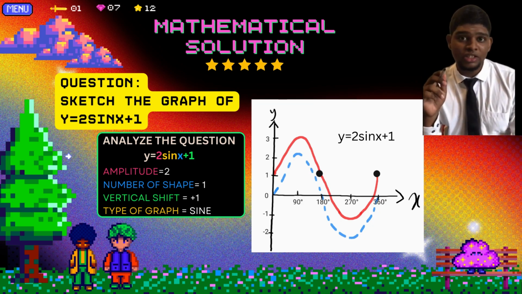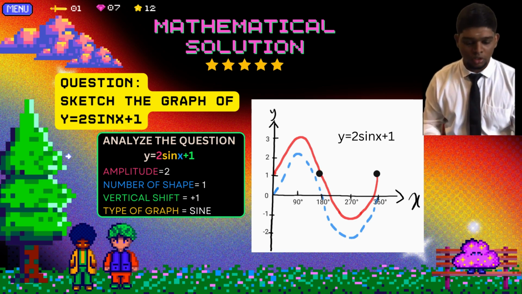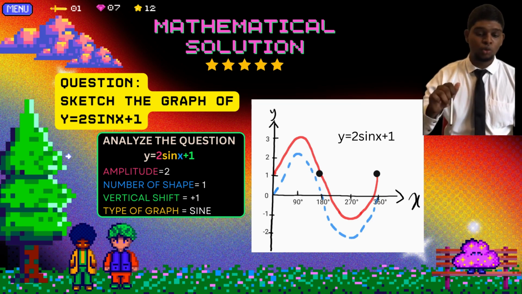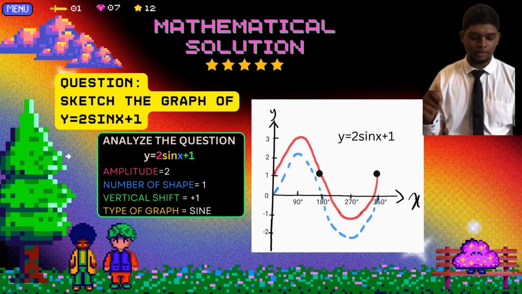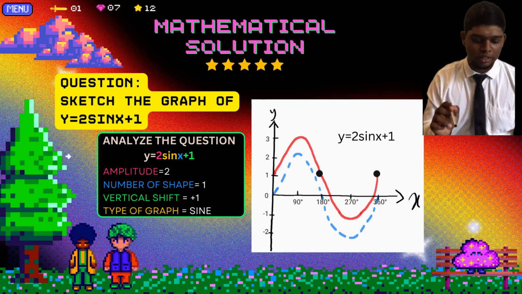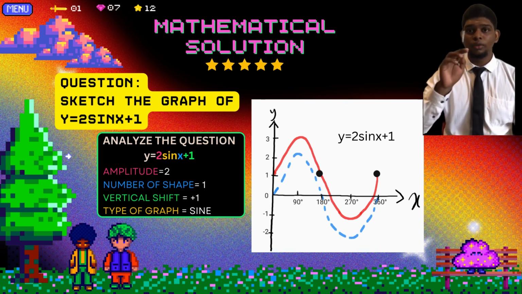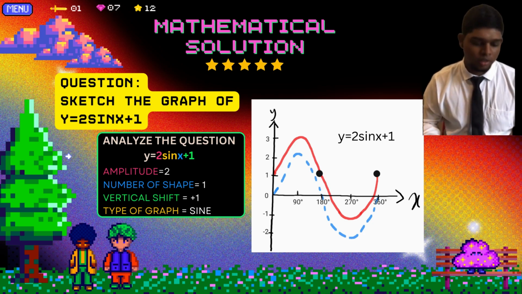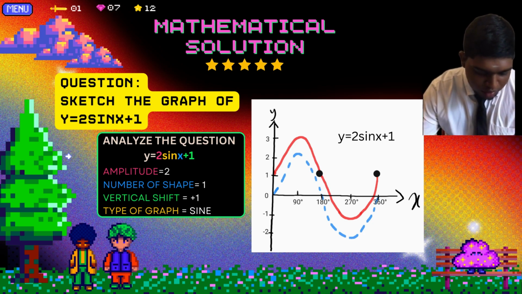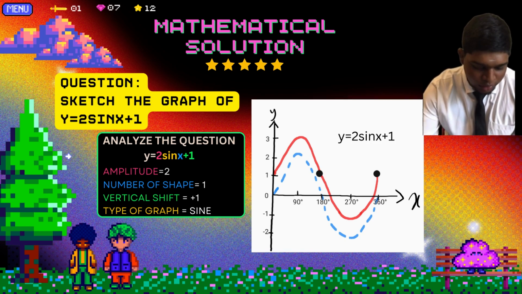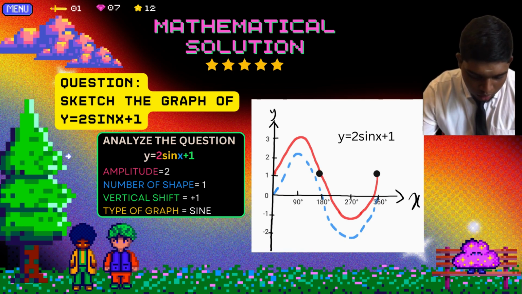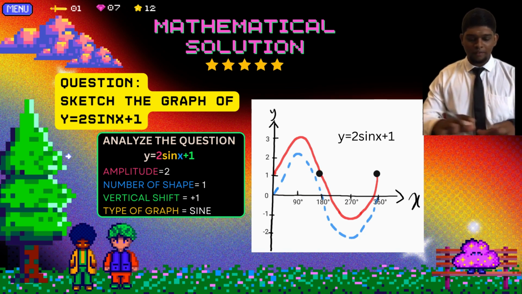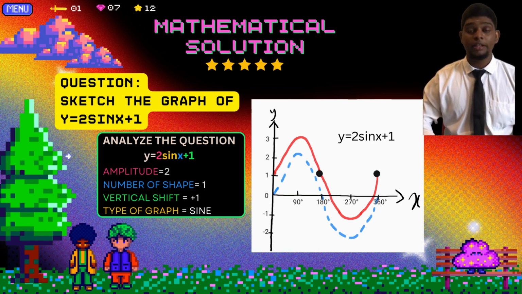And then the vertical shift, we have to wait first. If you see in the slide, there are 2 drawings. One is a dotted blue line, one is red. You don't have to focus on the red first. Focus on the blue one. The amplitude is between 2 and -2, and it's a sine graph. So everything is completely done in the blue color.